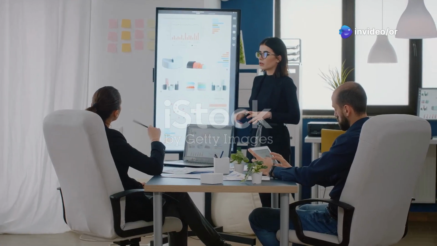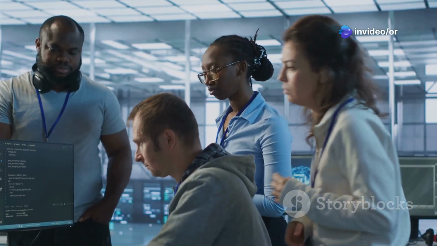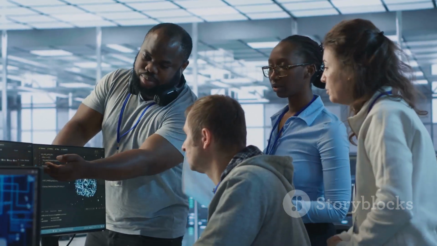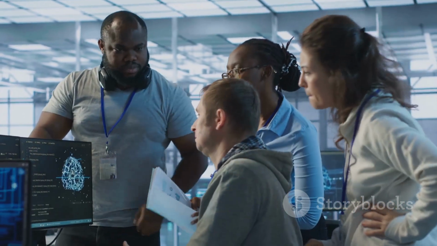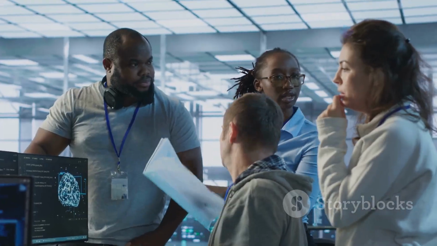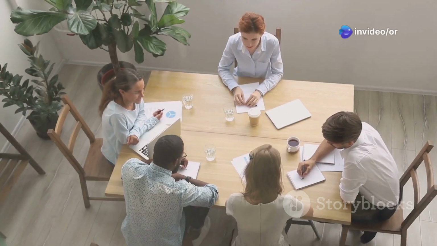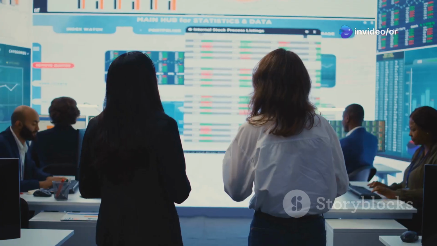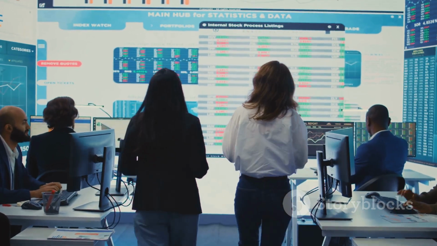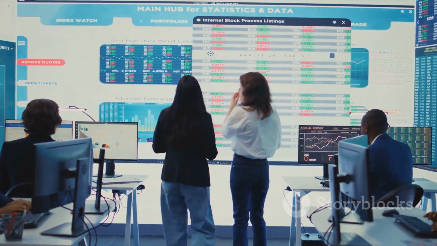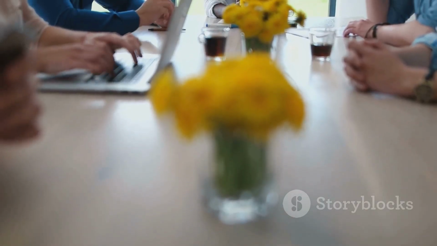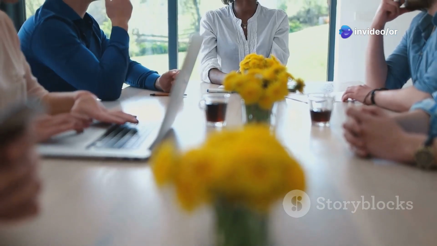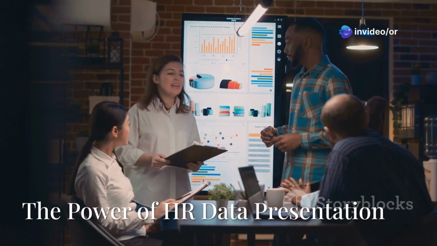Chapter 10. Fostering a data-driven culture. Mastering HR data presentation is not just about individual skills, it's about creating a culture where data is valued, trusted, and used to drive decision-making at all levels. This means providing HR teams with the training, resources, and support they need to become more data literate. It means creating dashboards and reports that are accessible to leaders across the organization. And it means fostering a culture of curiosity where people are encouraged to ask questions, challenge assumptions, and use data to drive innovation.